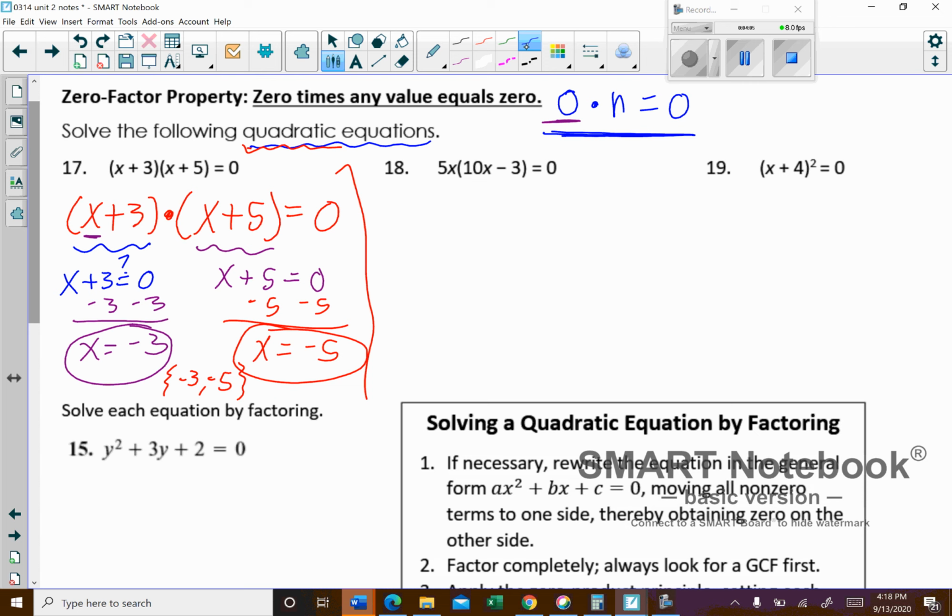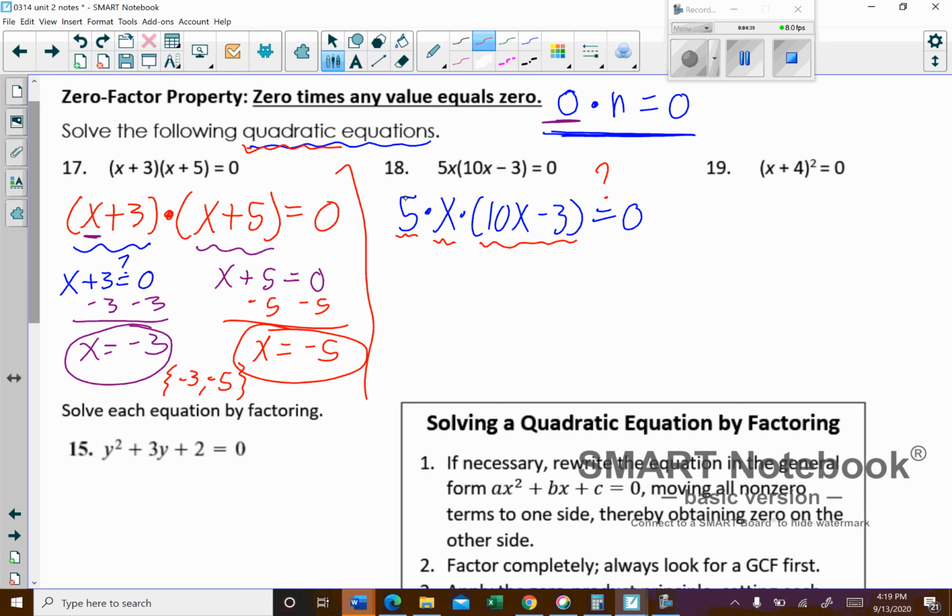Okay, so if you look at our next example, what's going on here is you have 5 times x times 10x minus 3 equals 0. Okay, so once again, I'm trying to figure out what will make this equation equal 0. And so I have a 5 here. Not really anything I can do about the 5. A 5 is a 5, okay. But you want to look at each factor individually, and that's each term separated by multiplication.